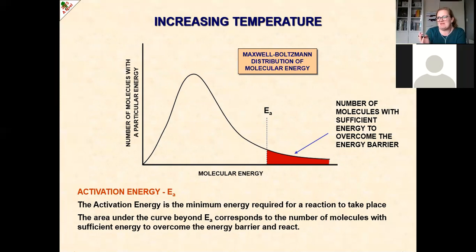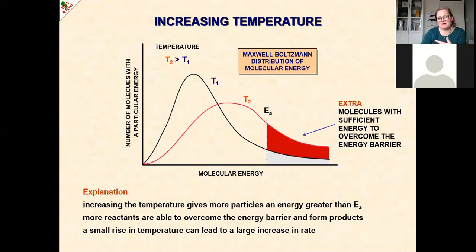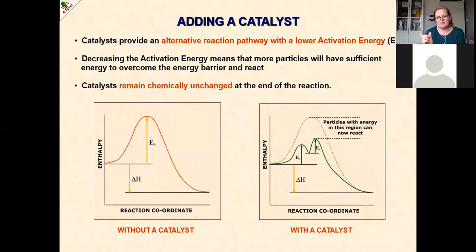It's going to be slow. It's not going to be very great. If we can increase it and change it, well, if we look at this catalyst, this is what we can do instead. So we get this alternative reaction pathway.